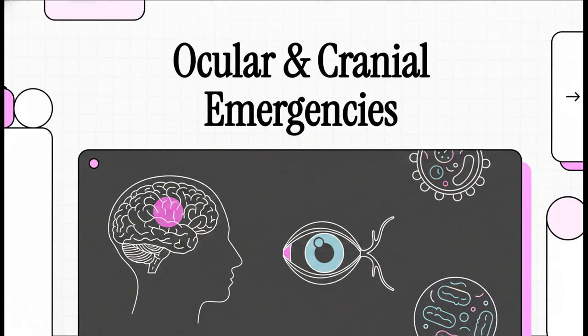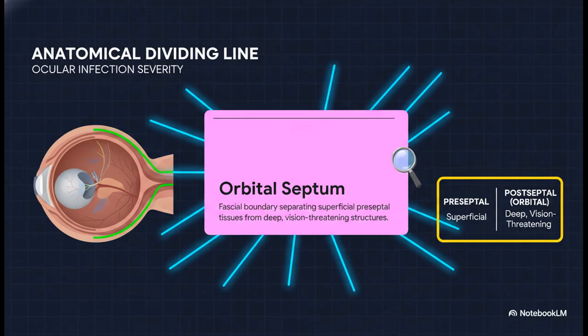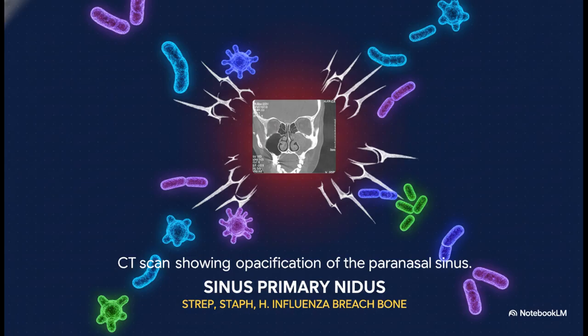Let's get started. We'll start by establishing the absolute anatomical dividing line that really dictates the severity of ocular infections, the orbital septum. Understanding this exact fascial boundary is completely non-negotiable. It's the physical barrier separating the superficial preseptal tissues of the eyelid from the deep, highly vulnerable, vision-threatening structures housed within the bony orbit.